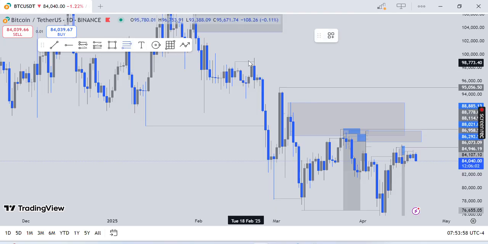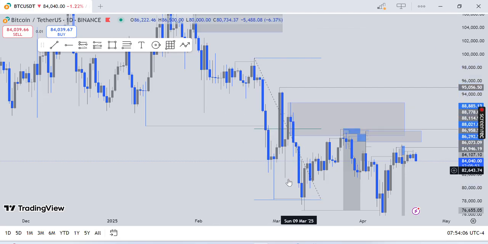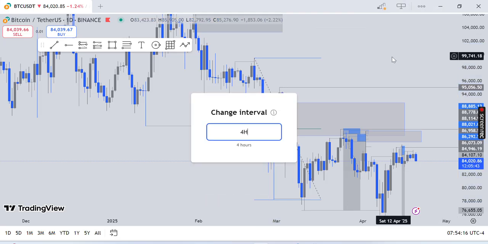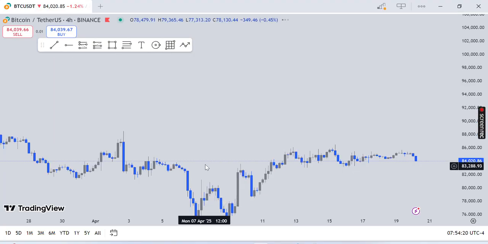So I'm going to use my fib from the swing high to the swing low, right? Then this is the 50%. Now what am I going to do? Once markets trade back into the 50%, I will go down to my H4 and look for a way to sell the market.